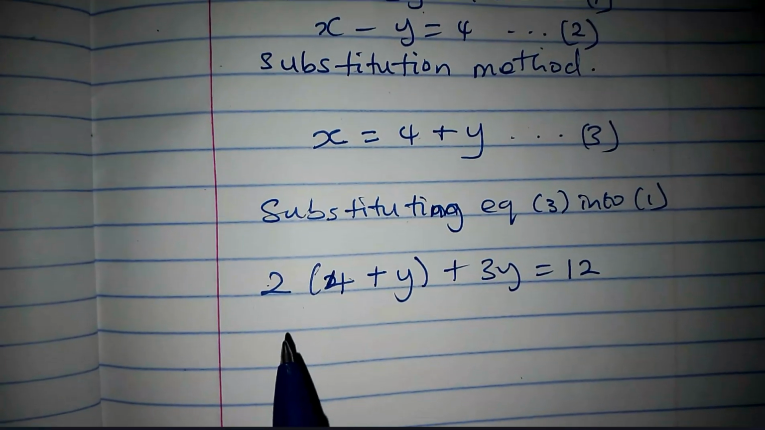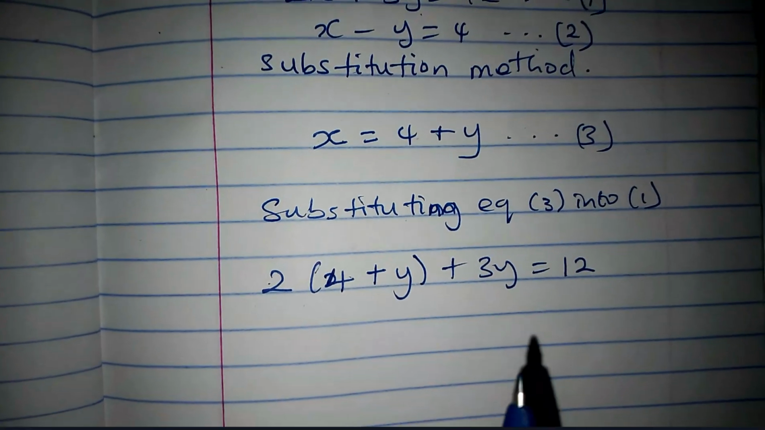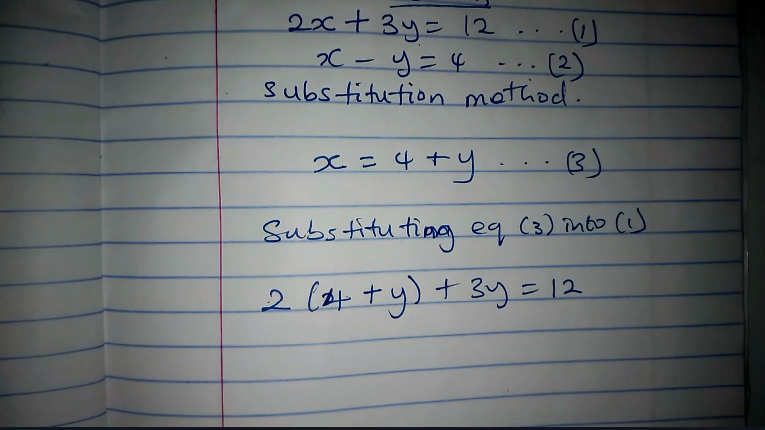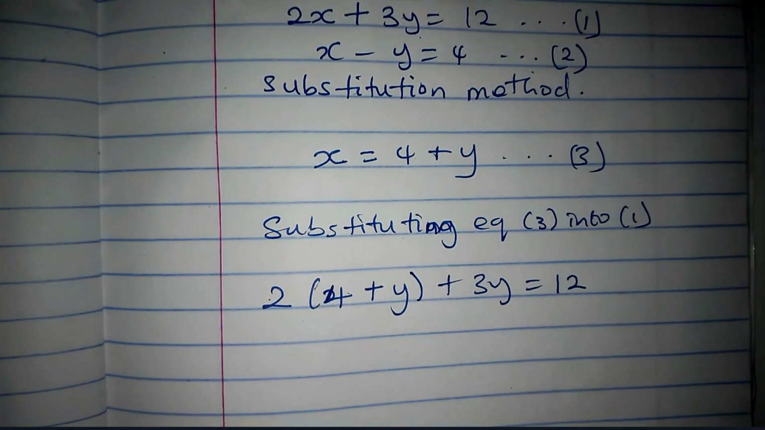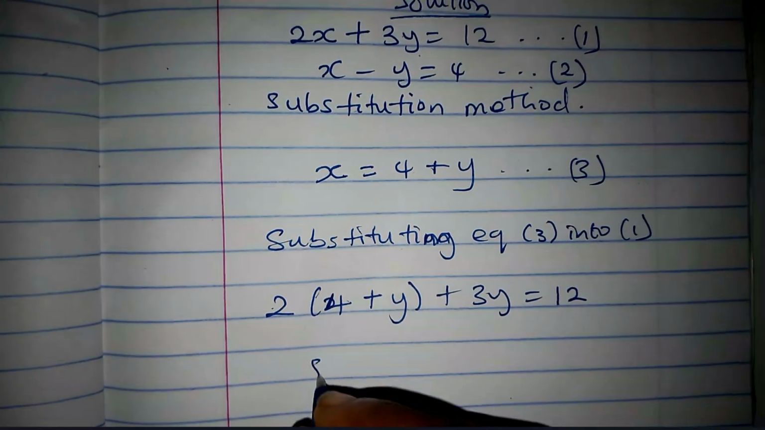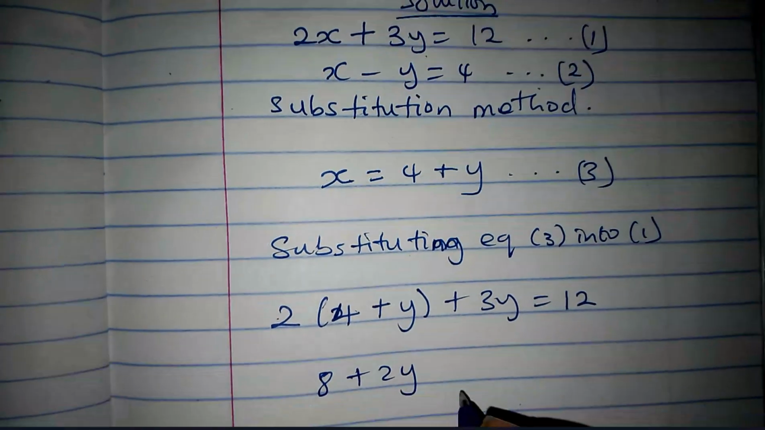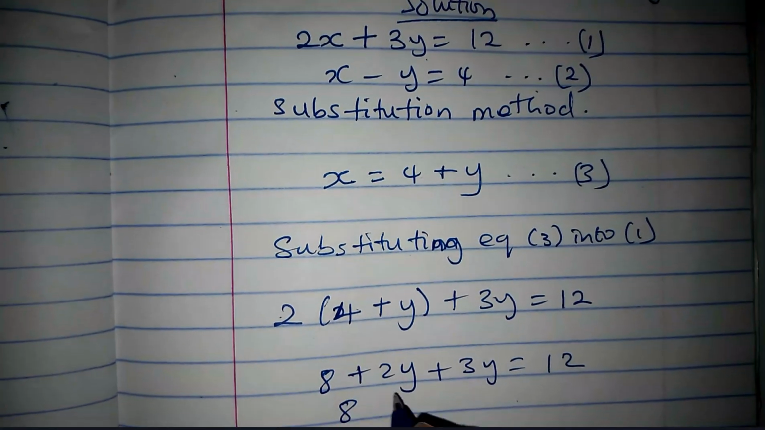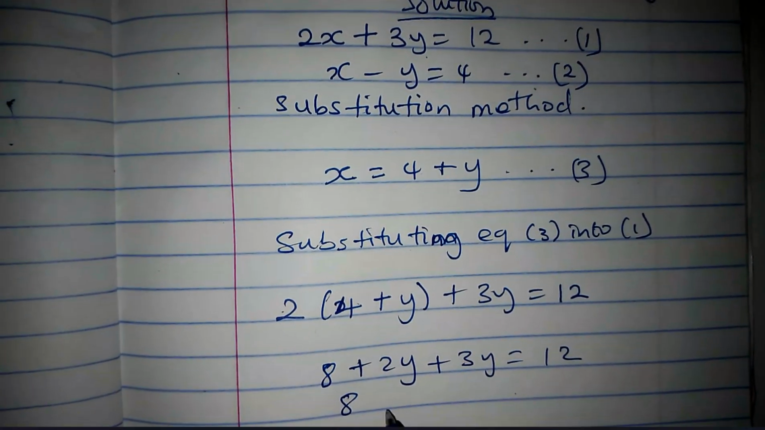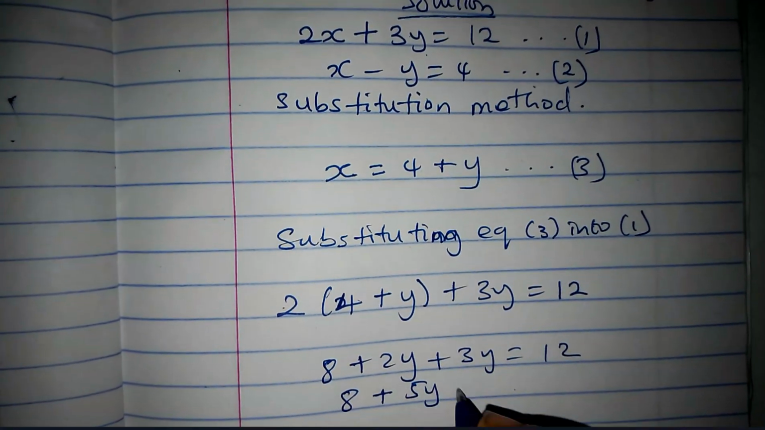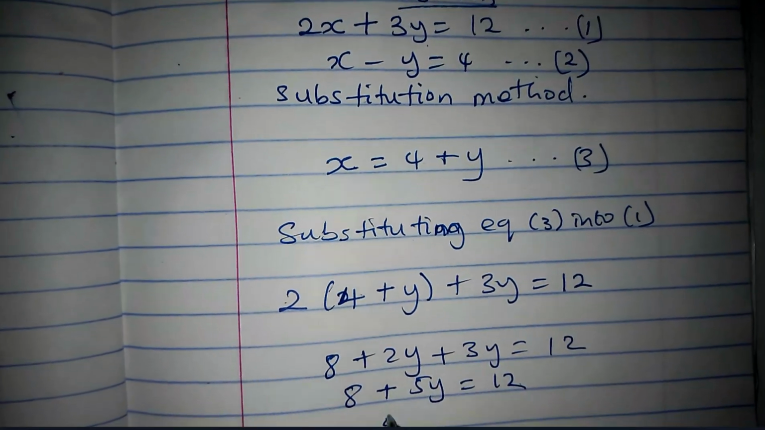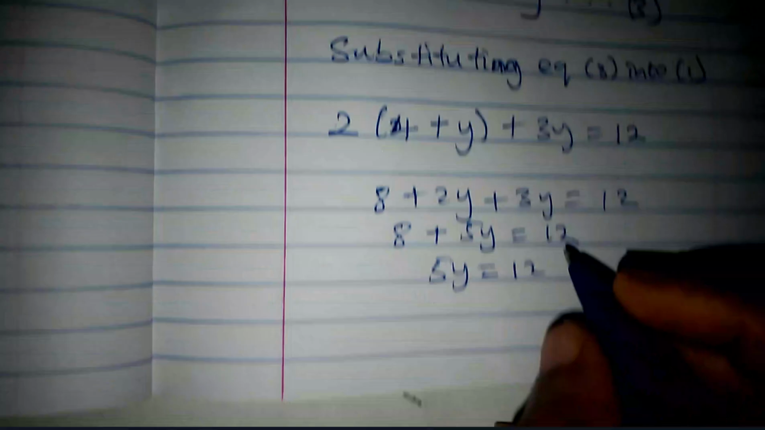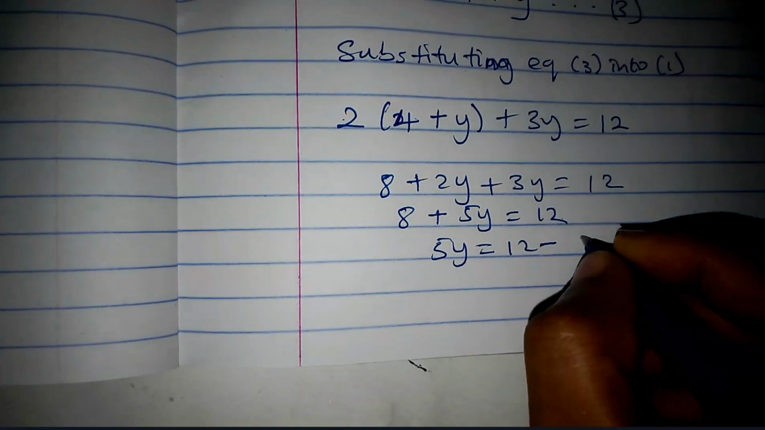So now all we need to do is find a way to simplify it until we have the value for y, right? So 2 times 4 is 8, plus 2y plus 3y equals 12. 8 plus 2y plus 3y gives us 5y equals 12. When 8 goes over to this side, we're going to have minus 8.